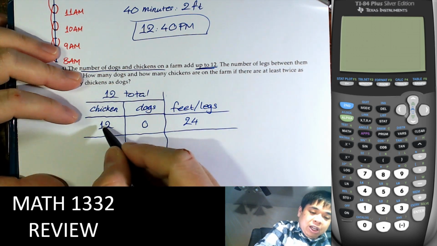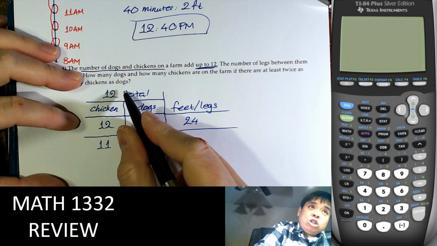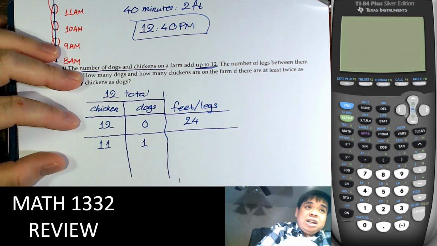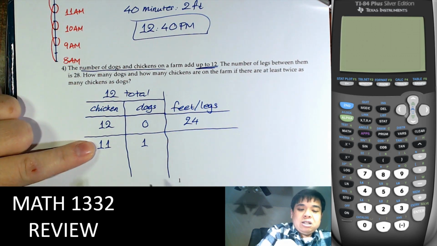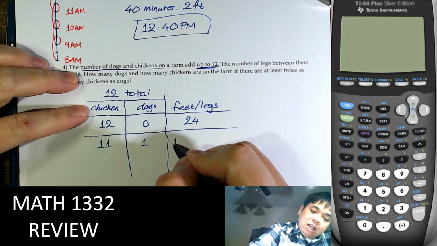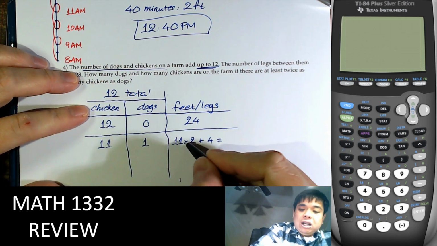So in that case, if we reduce the number of chicken by 1, the total is still 12. So we have 1 dog. In that process, we have 11 chicken times 2 should be 22 legs plus 4 legs of the dog. So we say 11 times 2 plus 4. So that's 26.